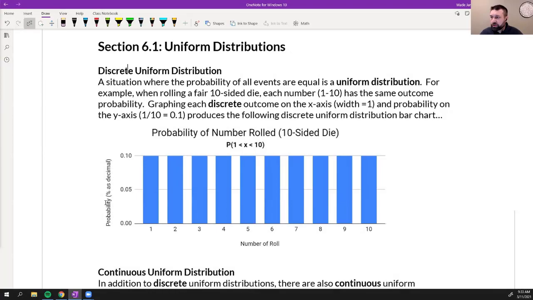So in 6.1, we talked about discrete uniform distributions and how that transitioned into continuous uniform distributions. An example of a discrete distribution would be rolling a 10-sided die, and you either roll a 2, you roll a 4, or you roll a 7, right? Very discrete values. You cannot roll a 2.3, right?